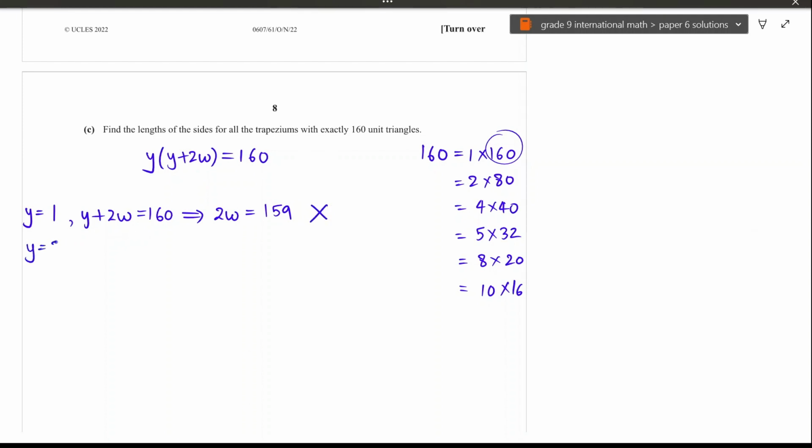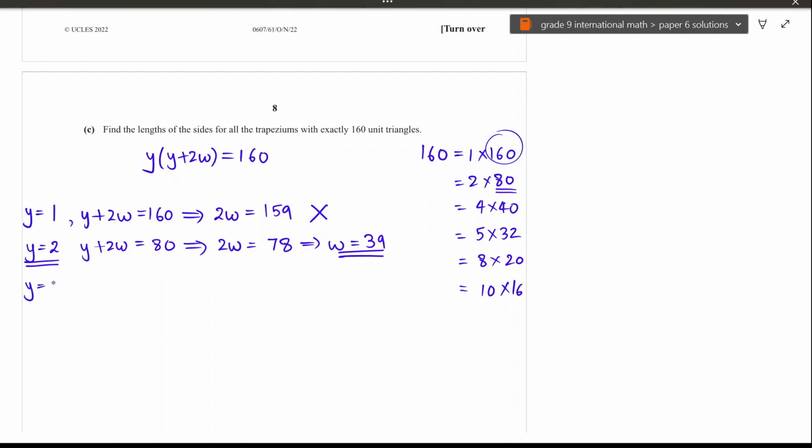Let's take y equal to 2, which gives me y plus 2w is equal to 80. This implies 2w is equal to 80 minus 2, which is 78, which gives me w is equal to 39, which is an integer. So this combination is possible.